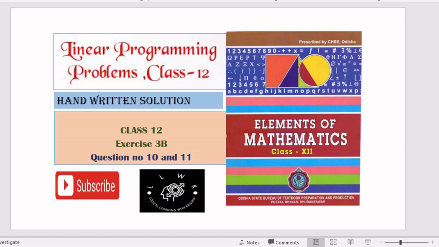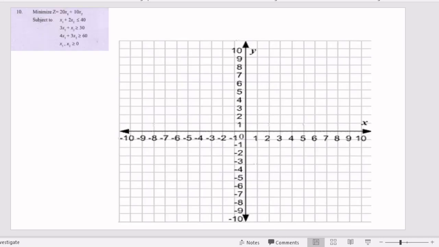Last lecture we completed question number 8 and 9. This lecture will cover question number 10 and 11 of exercise 3B of linear programming problem class 12. So let's proceed further and check how question number 10 looks and how we can solve it.